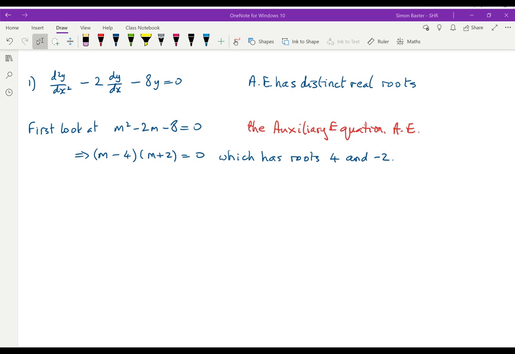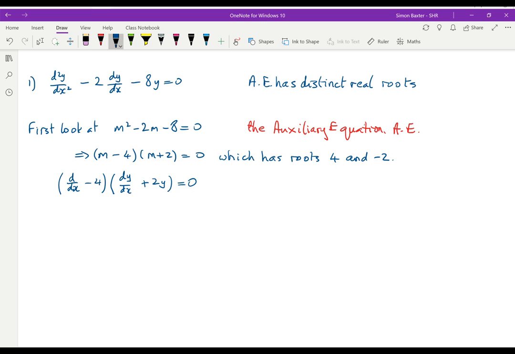Well, now we're going to do something which is a little bit strange. We're going to use the factorizing of our auxiliary equation to sort of factorize the differential equation. Have you ever factorized a differential equation before? Look at this. (d/dx - 4) sort of multiplied by (dy/dx + 2y) equals 0.